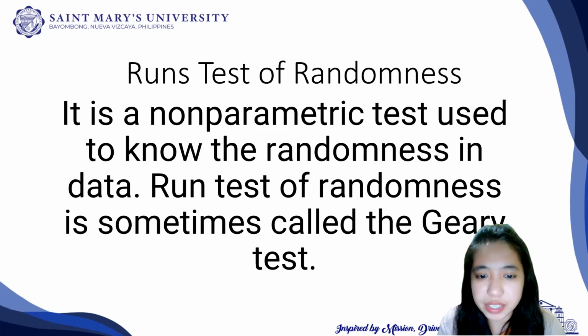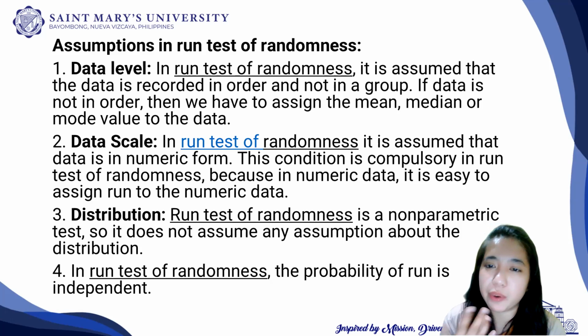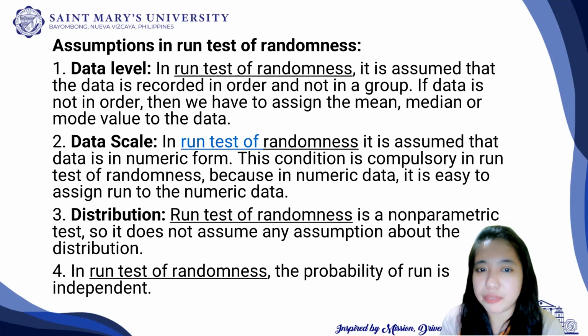So to do this, of course, let me show you first the assumptions in run test of randomness. In terms of the data level, it is assumed that the data is recorded in order and not in a group. So if data is not in order, then we have to assign the mean, the median, or the mode value to the data. This mean, median, and mode can be used as the basis for how many numbers of data are below the value of the mean, the median, or the mode, or how many values are above the mean, the median, and the mode.